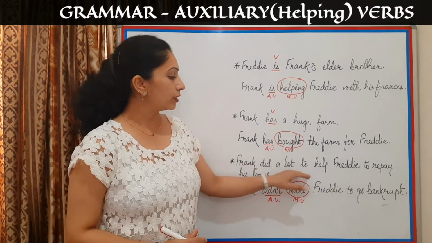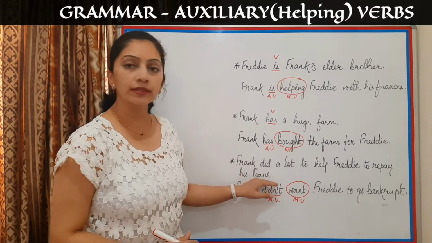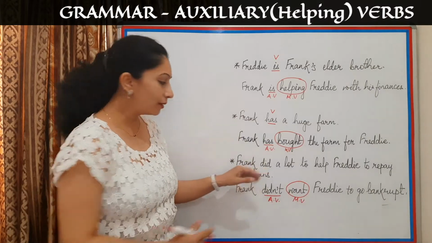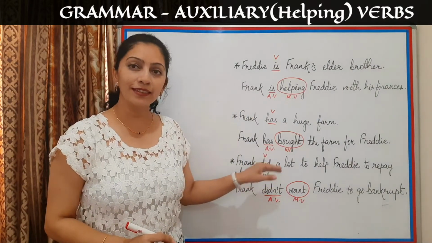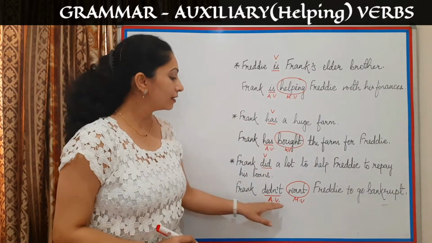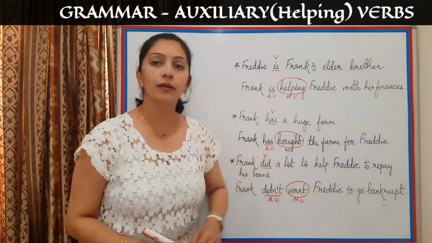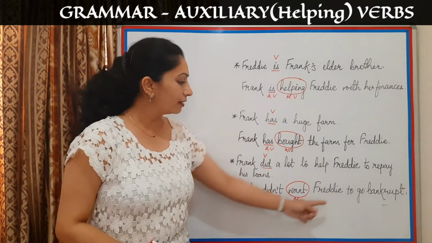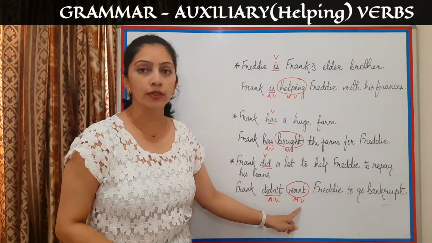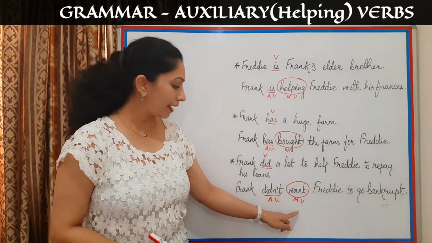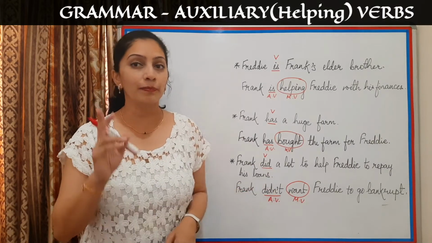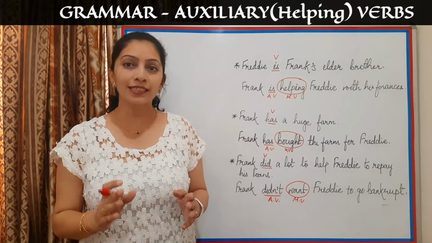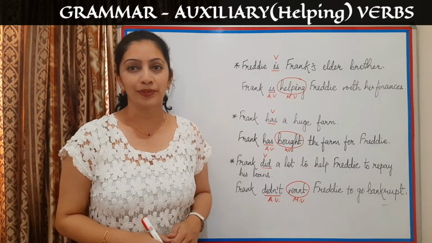Look at the third one. Frank did a lot to help Freddie to repay his loans. Now here the main verb is did. But in the next sentence, Frank didn't want Freddie to go bankrupt. Now here the main verb is want, but this main verb is helped by didn't. So here didn't, which is the past form of do, acts like an auxiliary verb.